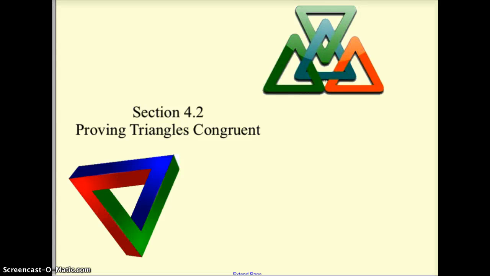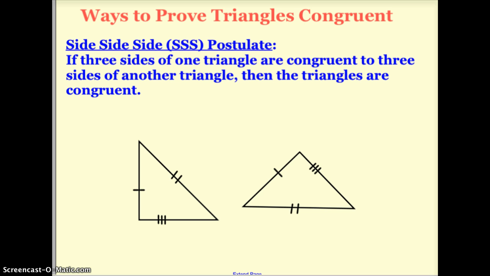Section 4.2, Proving Triangles Congruent. In this particular section, we have many ways to prove that triangles are congruent. The first way is called the side-side-side postulate, abbreviated SSS. If three sides of one triangle are congruent to three sides of another triangle, then the triangles are congruent.